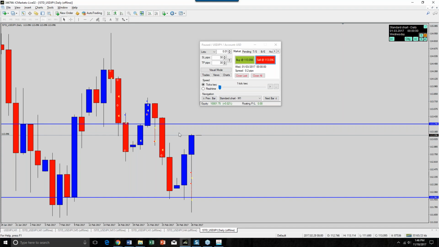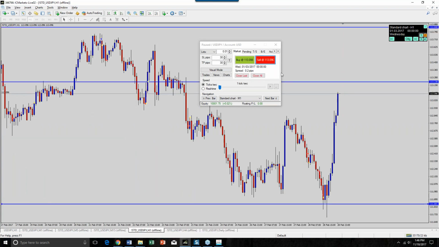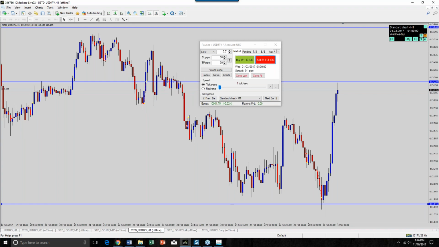So what does that mean? I'm in a bad spot to take a trade. We have a 20 pip range for a trade. I don't like that. So what I'm going to do is jump back out and let this play itself out.